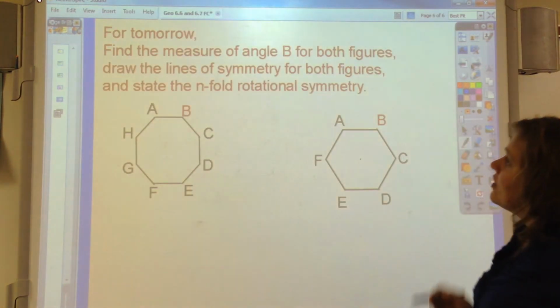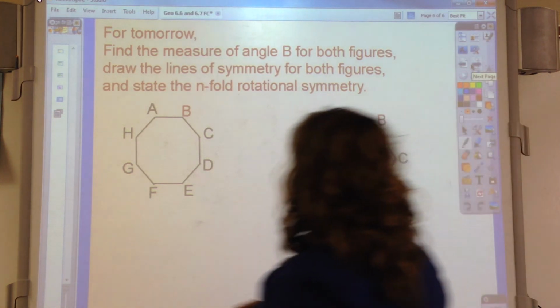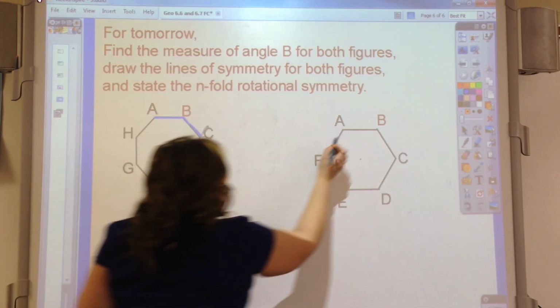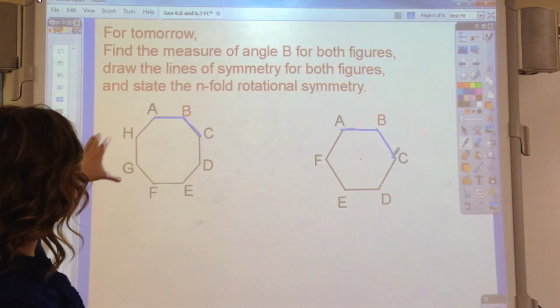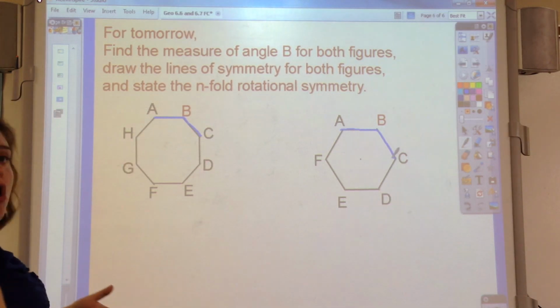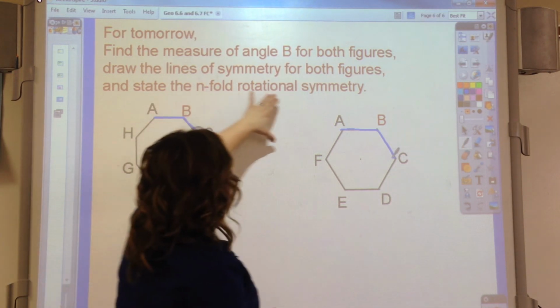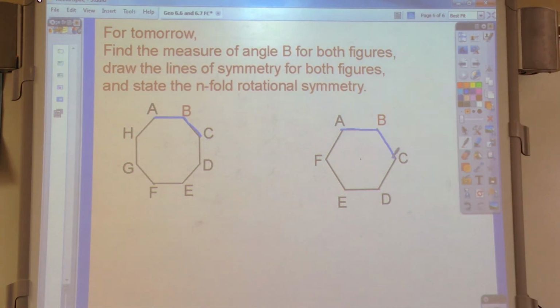All right? For tomorrow, I want you to find the measure of angle B for both of these. I'd like you to draw the lines of symmetry, showing them all going through the same center, and tell me what fold rotational symmetry each shape has. And I'll see you tomorrow.